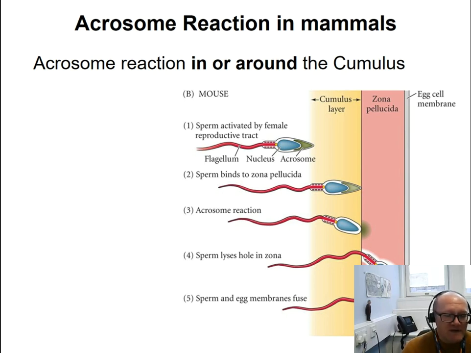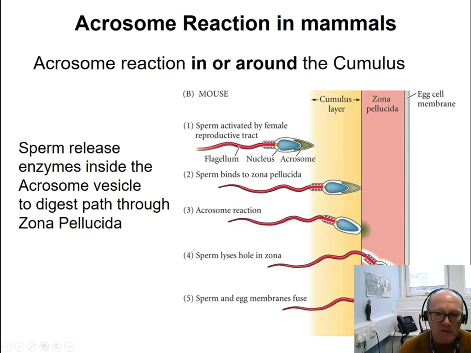Now, the first layer of the egg that the sperm encounter is obviously the cumulus, and the sperm need to be able to swim through the cumulus and reach the zona pellucida. So in the area of cumulus and near the zona pellucida, we have what is called the acrosomal reaction. The membrane of the surface of the head of the sperm fuses with the membrane of the acrosomal vesicle to release the content of the acrosome in the cumulus and toward the zona pellucida.